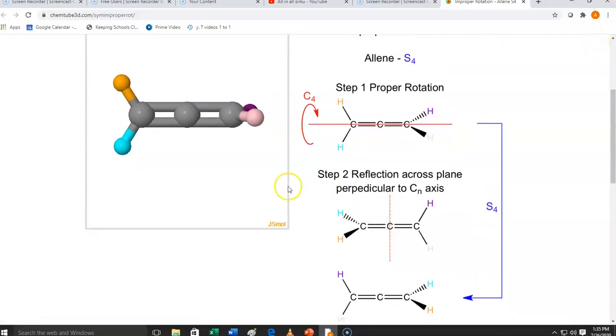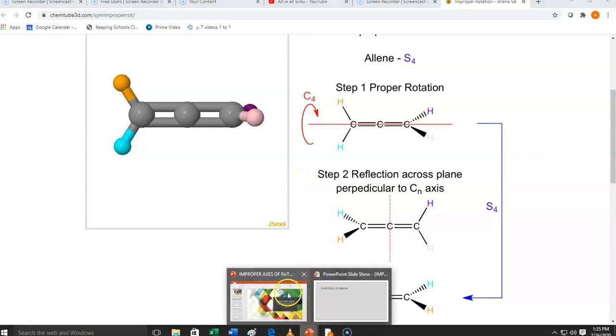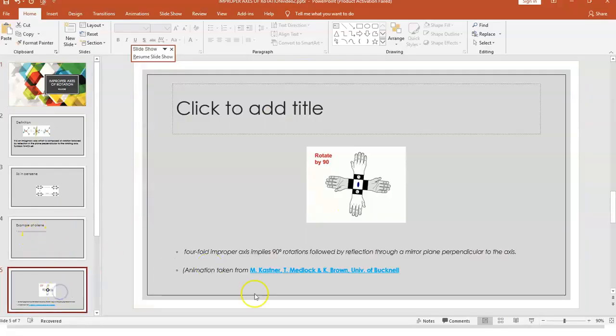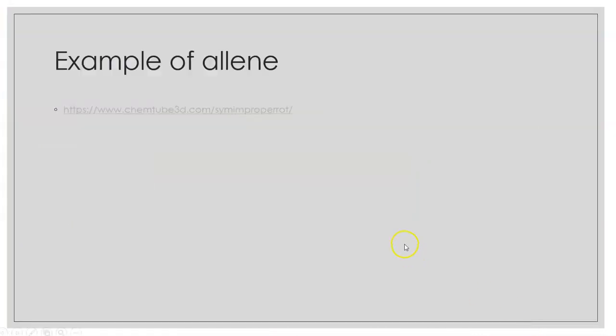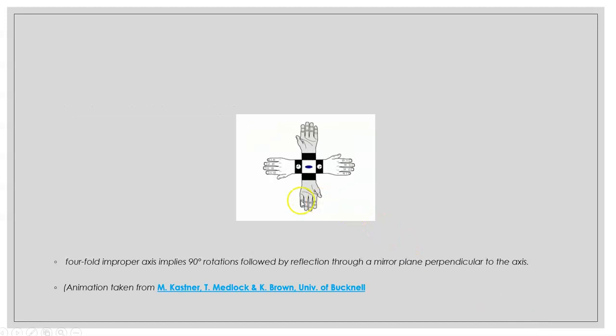Now, let us go to our PowerPoint and imagine this particular molecule. See here there is an image that shows two hands inverted, with forearms and two hands exposed. You perform a 90-degree rotation followed by reflection. This gives an exact image. So this particular molecule or this particular geometry has an S4 axis of symmetry.